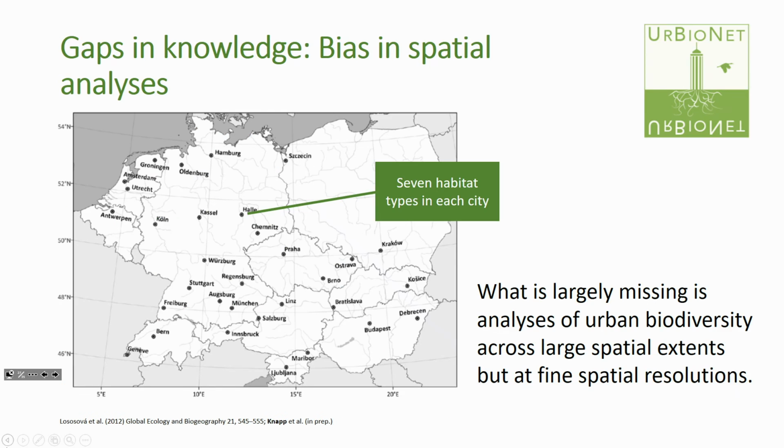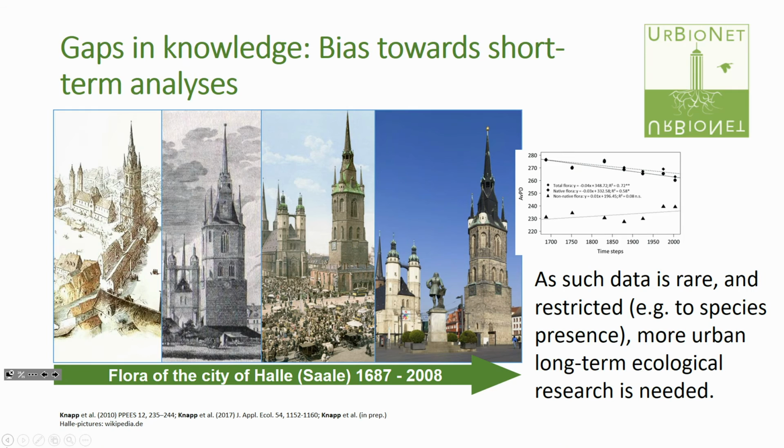What we do need, I think, is what, for example, Stenka's group has been doing: that we really go into analyses of urban biodiversity across large extents, but at fine spatial resolution. So really have a look at different habitats within urban areas, but for many different cities across the world. And as said, not only in Europe and North America, and not only for vascular plants.